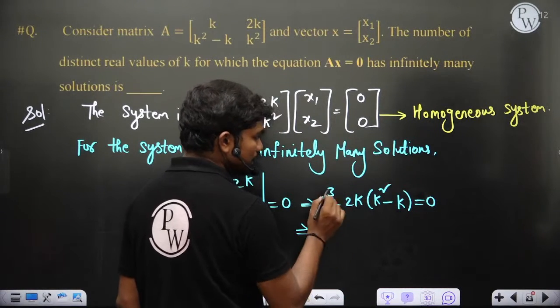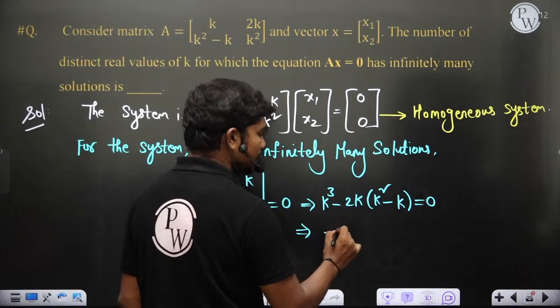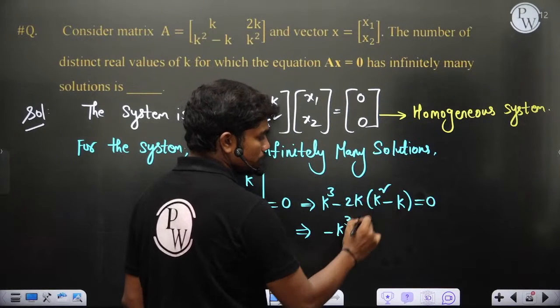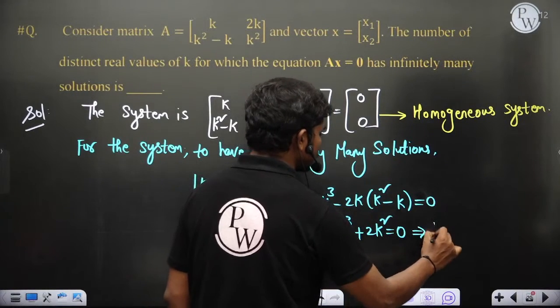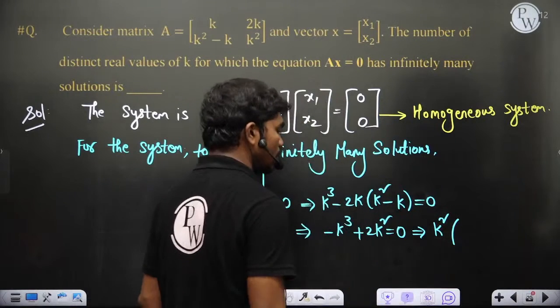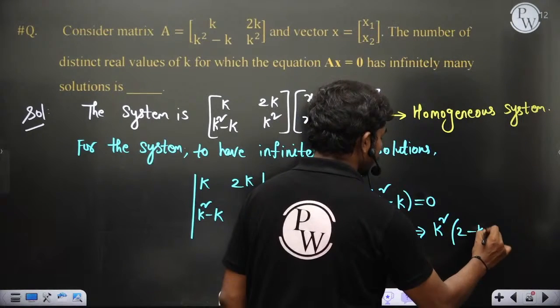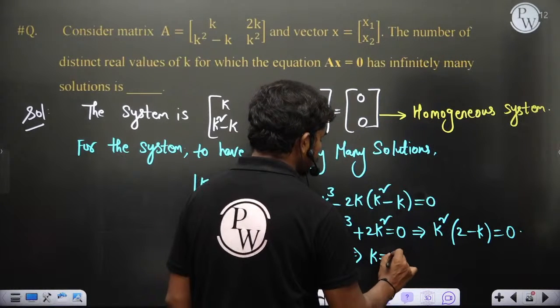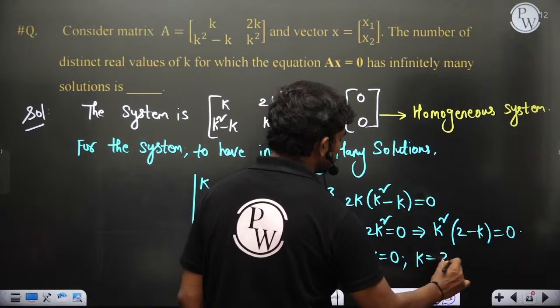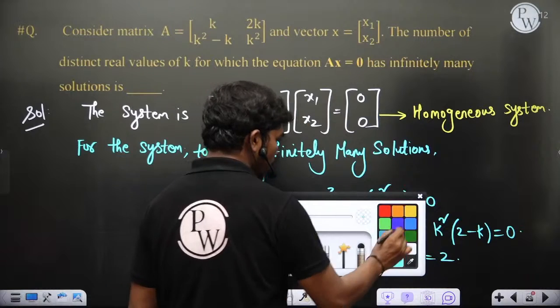So if you simplify this, k cube minus 2k cube, which is minus k cube, then minus 2k minus k, which is plus 2k square, is equal to 0. So k square times, if you take common, then 2 minus k is equal to 0, of course, okay. So k equal to 0, comma k equal to 2. Now you can check one important thing.